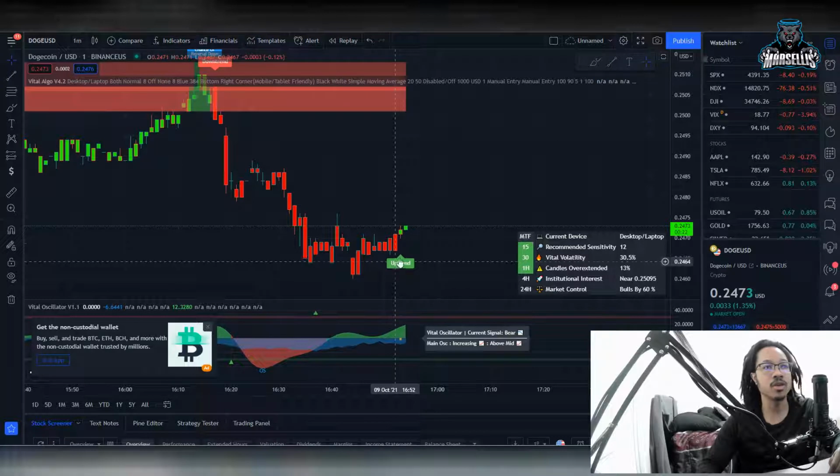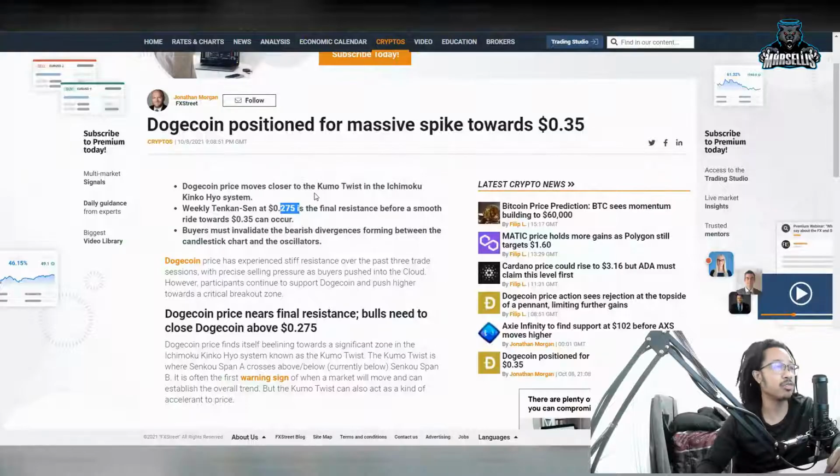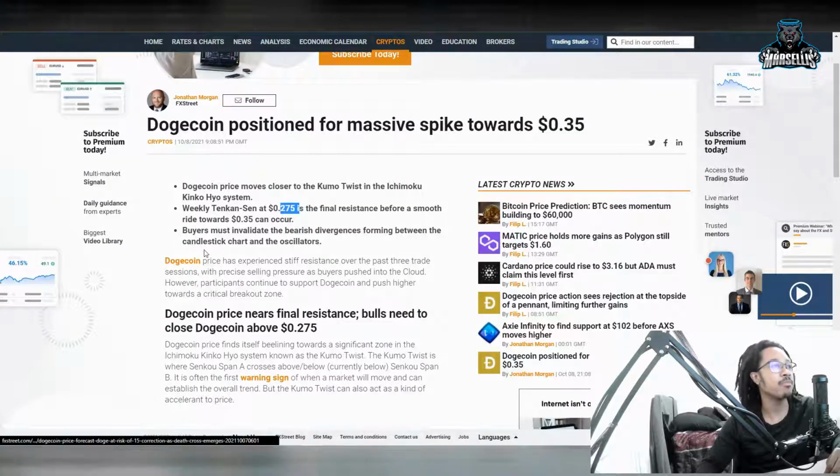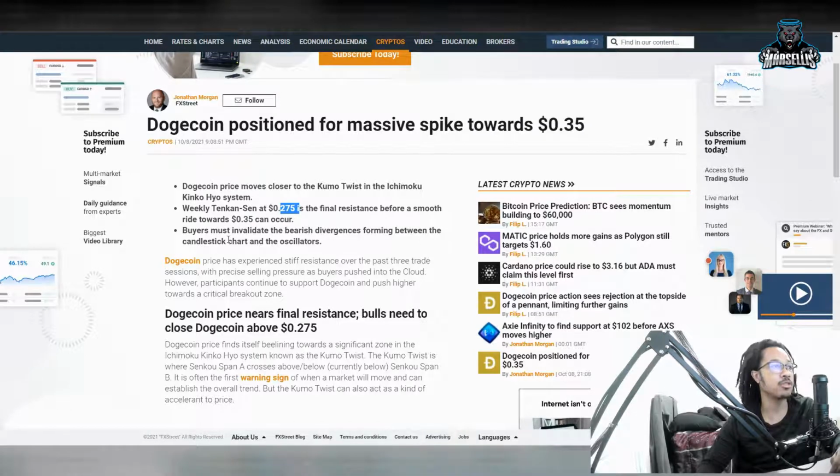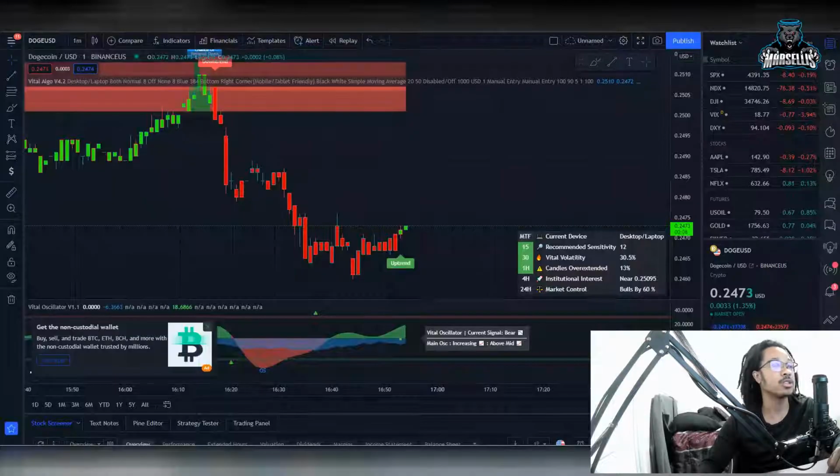Just think about it. You invest here and then wait for it to rise all the way up here, and then you can do your trades if you want. But I'm not doing any short-term trades right now. But anyways, over here, you can see buyers must invalidate the bearish divergence forming between the candlestick chart and the oscillators. That's exactly what I'm talking about here.